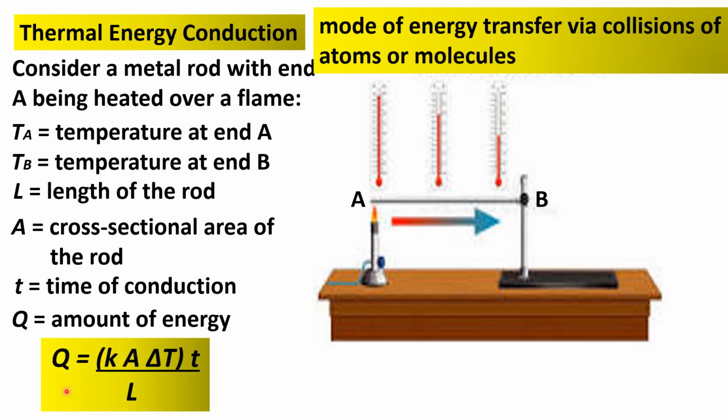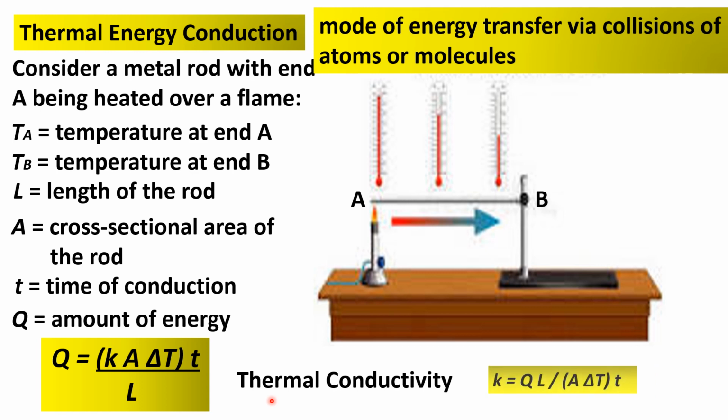That is, the amount of energy that is being conducted, capital Q, is equal to the product of the cross-sectional area, capital A, the temperature difference, delta T, and the time of conduction, small letter t, divided by the length of the conducting material. Small k is what we call the constant of proportionality, which is specifically called the thermal conductivity constant.